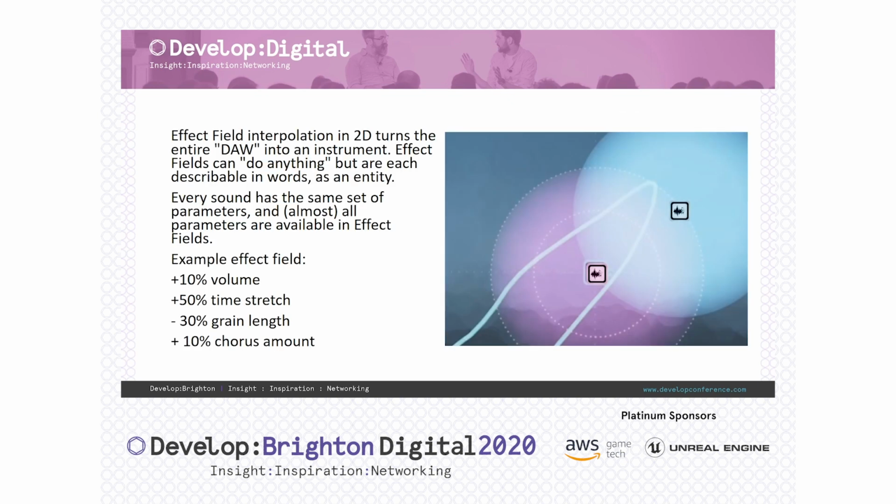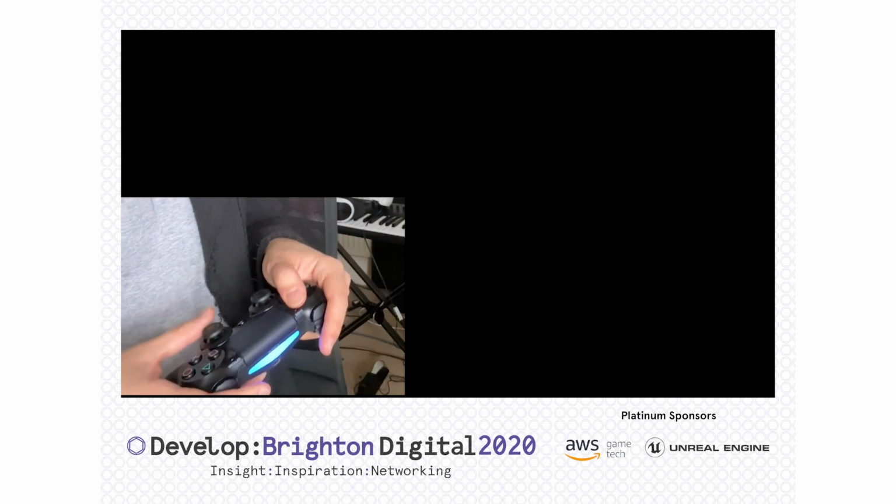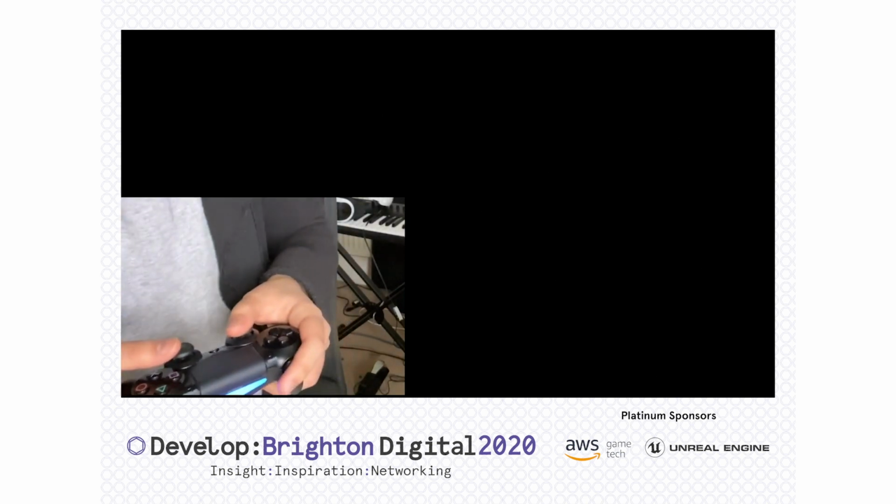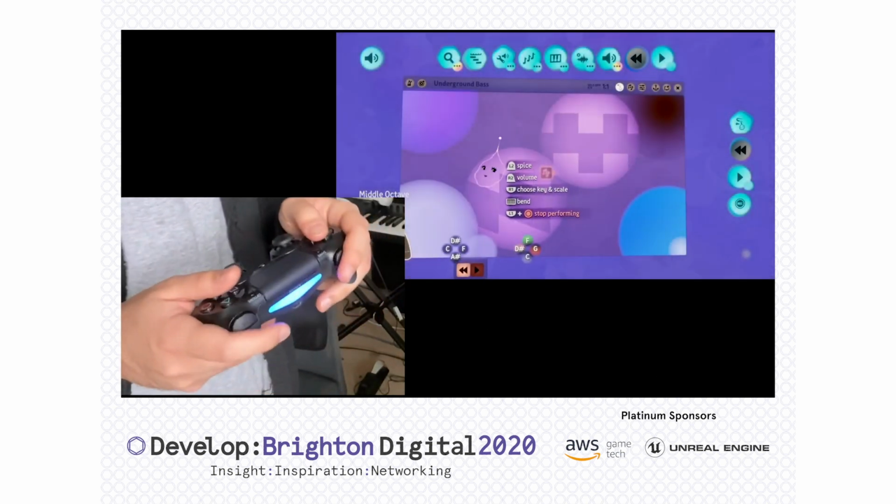So it's kind of like a preset interpolator where these effect fields can be +10% to volume, 50% time stretch. They can do multiple things, and then you kit bash them together to make your own performance space or your own instruments, and then you do actually just perform with your controller through these fields. And this proved to be a pretty interesting and cool and powerful idea. So here's a short example of performing with effect fields and the controller.